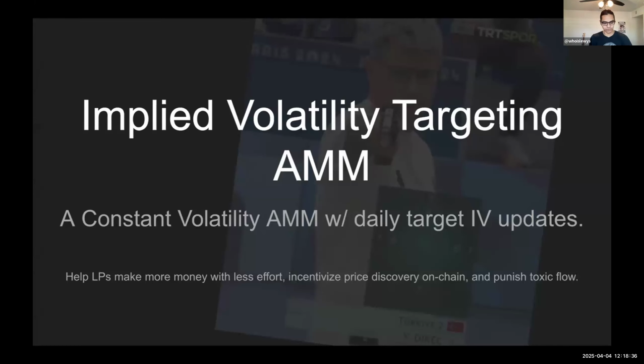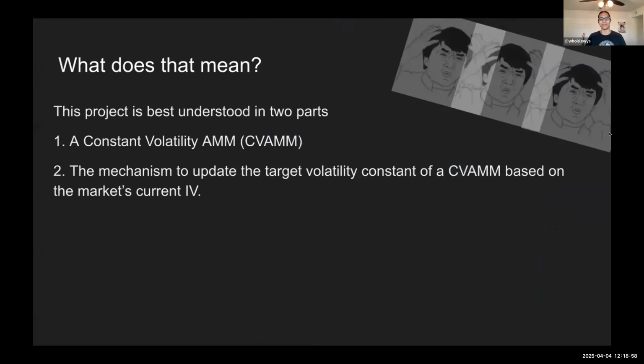Sweet. So hi, I'm Luis. I'm an engineer at Panoptic, and for the Uniswap Hook Incubator capstone, I built this implied volatility targeting AMM. The goal here is to help LPs make more money with less effort, incentivize price discovery on chain, and also punish toxic flow. So like Hardik said, this is a bit of a mouthful.